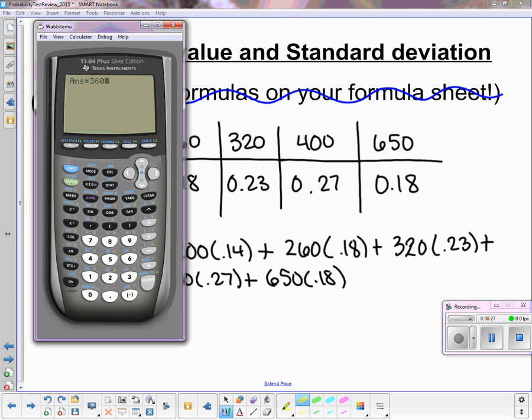Let's go again. List 1, comma, list 2. You should have gotten 373.4, agreed? Here's what I'm going to do. I'm going to take off if you write that.